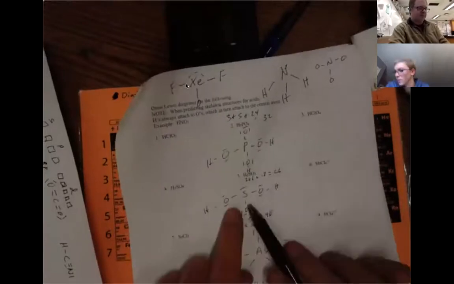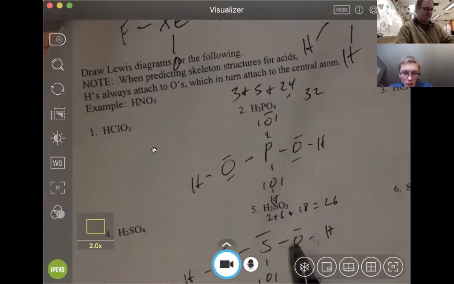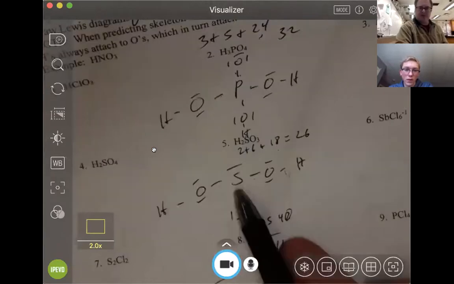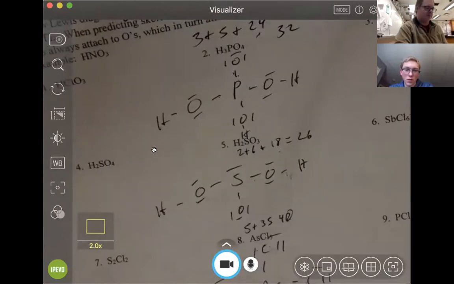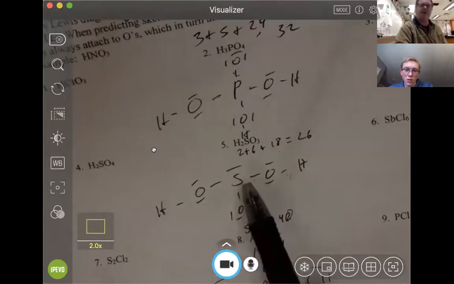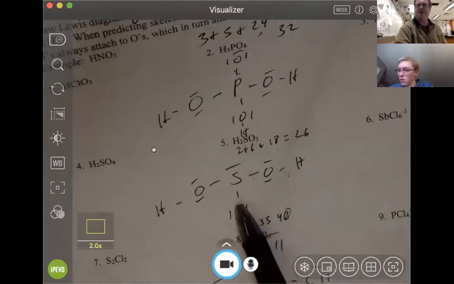Take a look. I look at the guy in the middle, and I count the spaces where electrons exist around it. s, p1, p2, p3. This is undergoing sp3 hybridization.